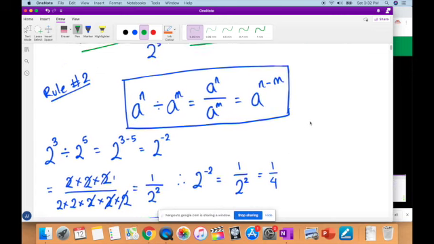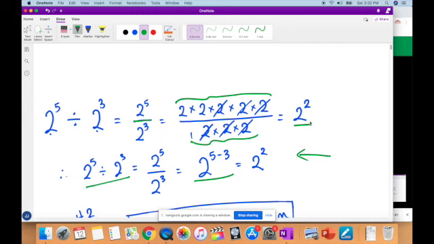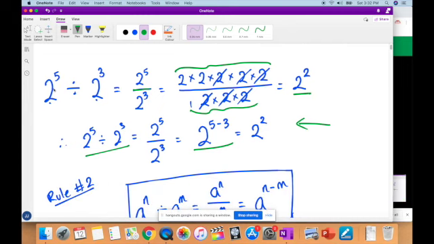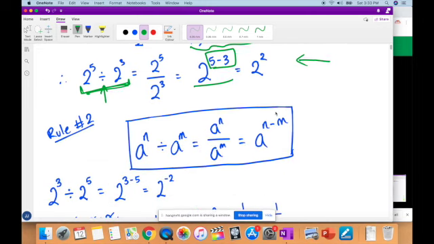So what we were talking about here is if I have 2 to the power of 5 divided by 2 to the power of 3, because I'm dividing, it means that I minus the indices. So you understand up to there, right? And then we came up with the general rule that if I have the same number and I divide, I just need to minus the indices.